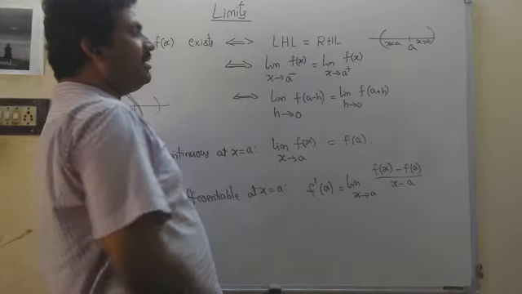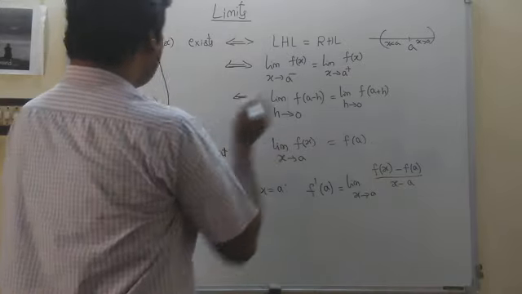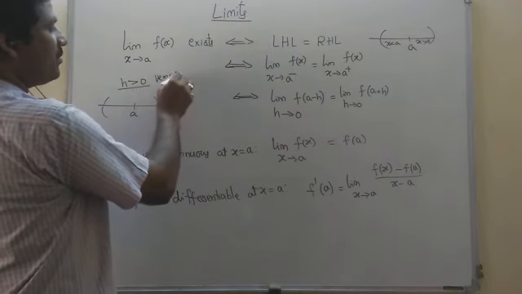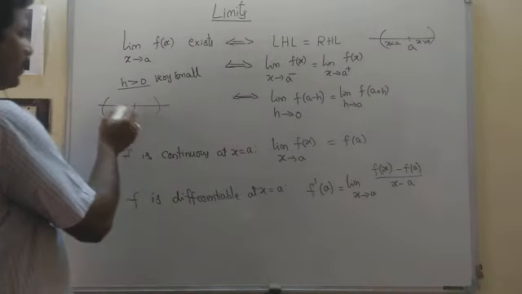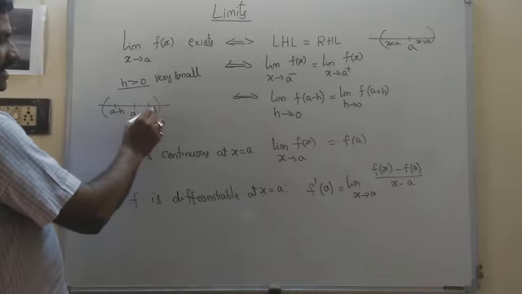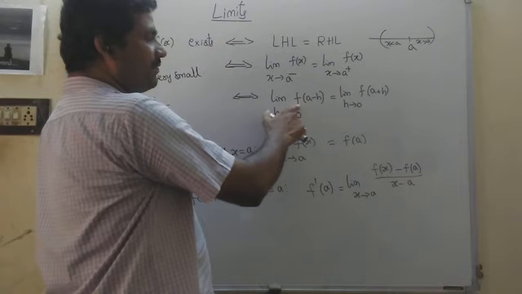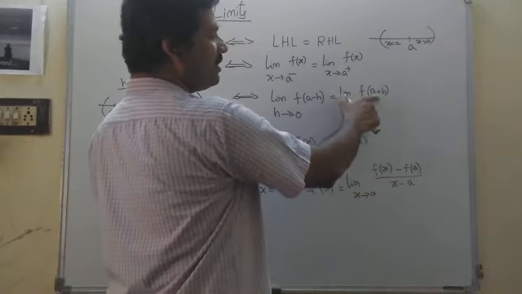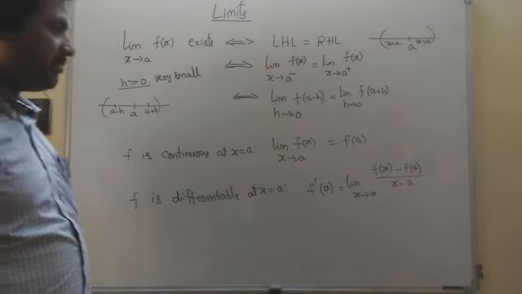This we can write in the h form. The h form is very important. So h is greater than 0, a very small positive quantity. Before a means a minus h, after a means a plus h. So the limit as h tends to 0 of f of a minus h equals the limit as h tends to 0 of f of a plus h. So f is continuous at x equal to a.